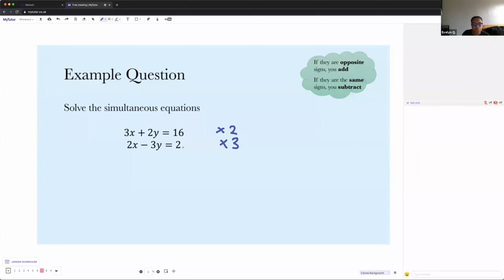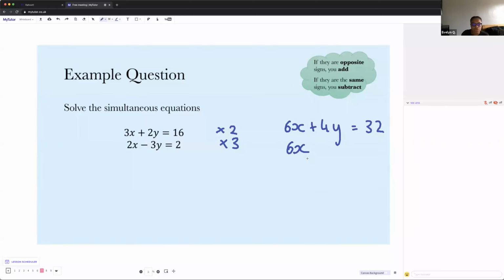So if I multiply the first row by 2, I get 6x plus 4y equals 32, because 2y times 2 is 4y and 16 times 2 is 32. And then the bottom row, I've got 2x times 3, which is 6x.